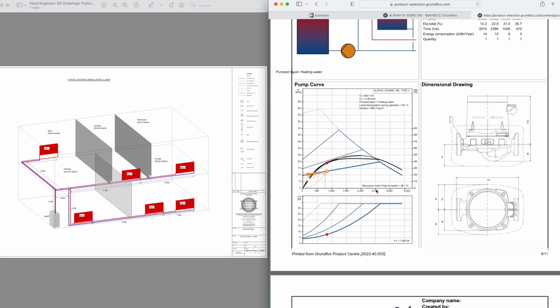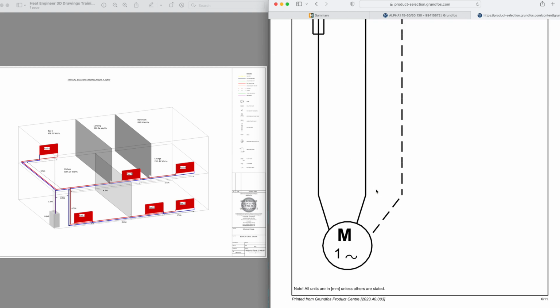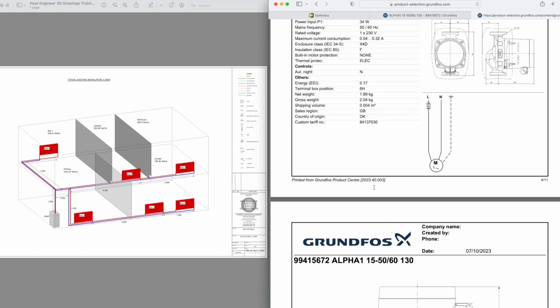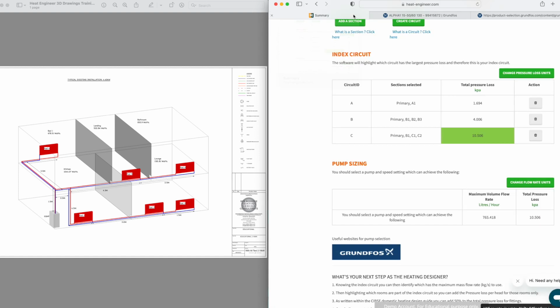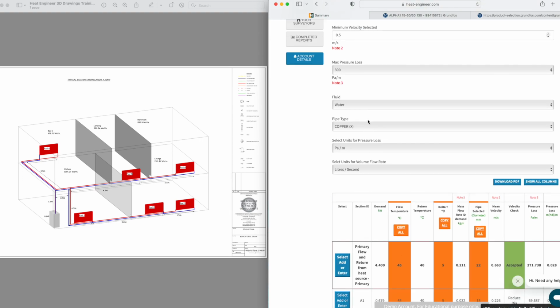So really good feature, and I hope that this tutorial video gives you a really good insight as to how to use our pipe sizing calculator. Many thanks.